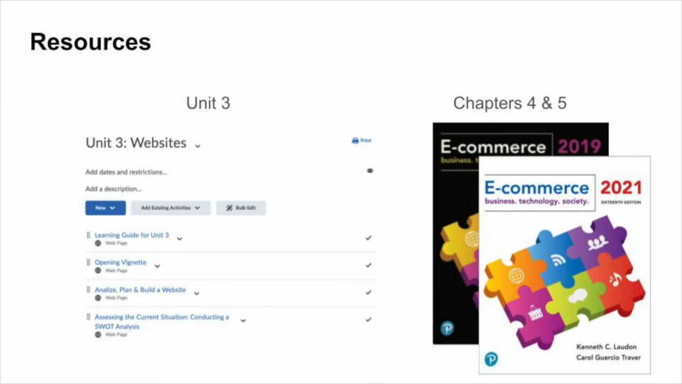First of all, what I wanted to make sure is that you're looking at Unit 3 in the course. So take a look at the content for Unit 3 and also read chapters 4 and 5 of the textbook.